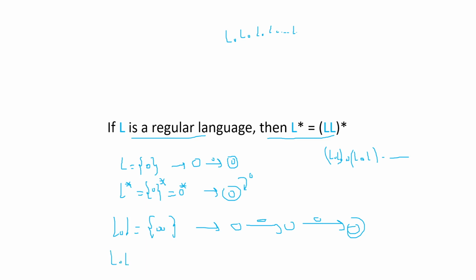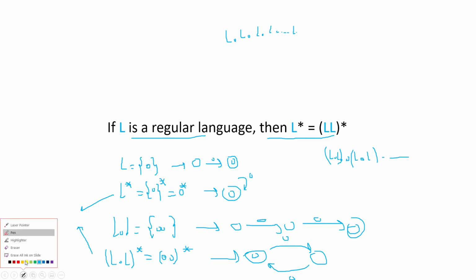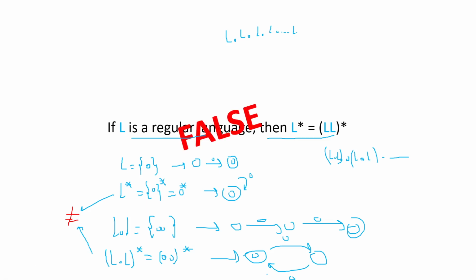What about (LL) star, which is like (00) star? This is the even zeros, so this will only accept even numbers of zeros. So obviously these two are not equivalent, because one is all the zeros, whereas the other one is only the even zeros. So they're not the same. So this is going to be false. Two more, and we're done.